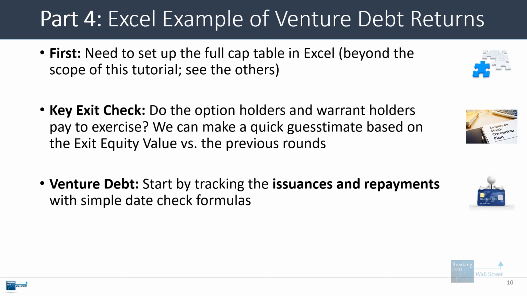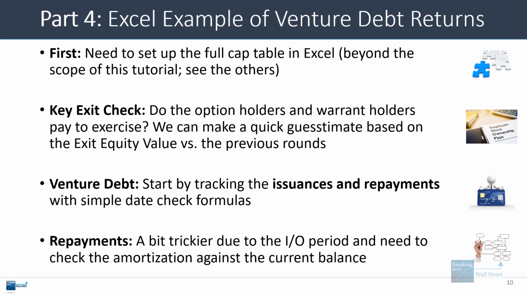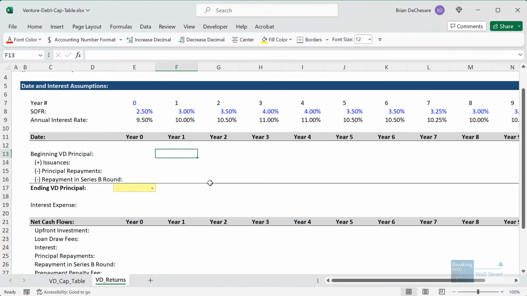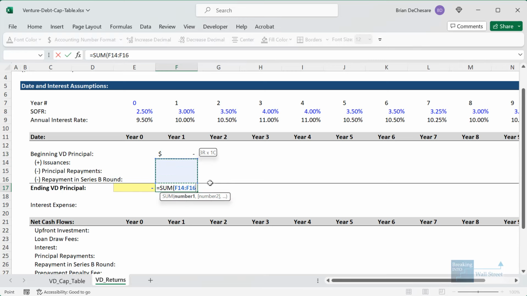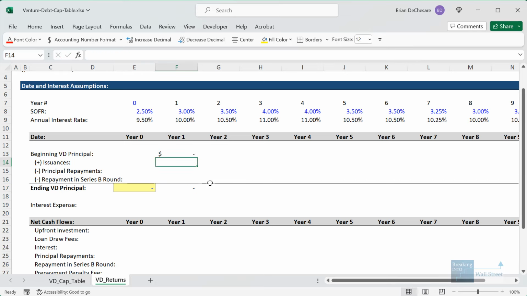Now, when you actually go and track the venture debt specific terms, you want to start with the issuances and repayments and simple date check formulas. Some of this gets a little bit complicated, but let's go over to our sheet and see how the formulas work. So first off, we need to bring in our interest rates here, and I've just projected the benchmark rate and I've added the spread to it. For the beginning and ending debt balances, we take the beginning debt and link it to the ending debt in the previous period. The issuances are pretty simple.